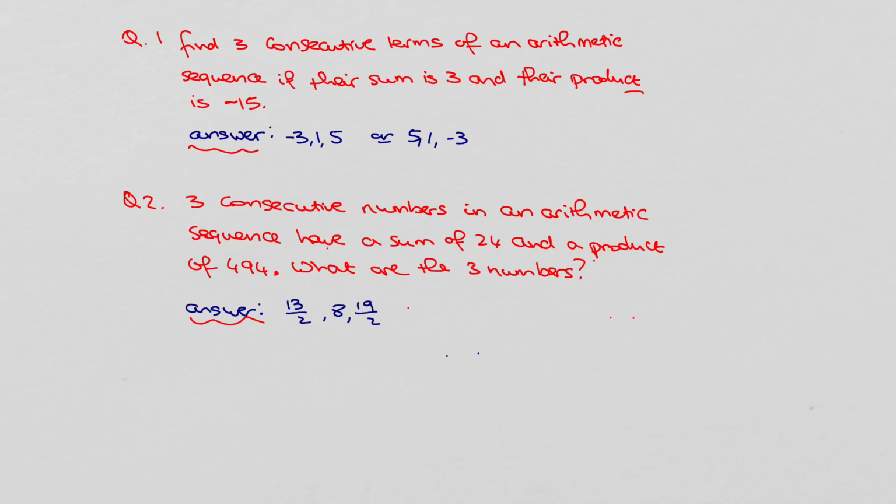So the 2 questions you're going to do based on this are: find 3 consecutive terms of an arithmetic sequence if their sum is 3 and their product is minus 15. And the answer is given there for you, so you can check. And then question 2: 3 consecutive numbers in an arithmetic sequence have a sum of 24 and a product of 494. What are the 3 numbers?